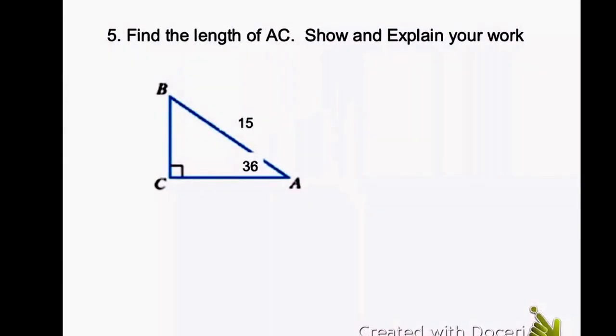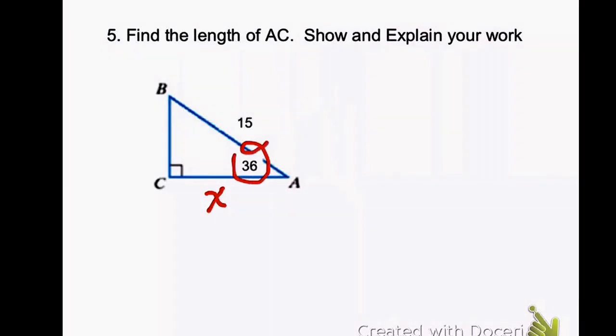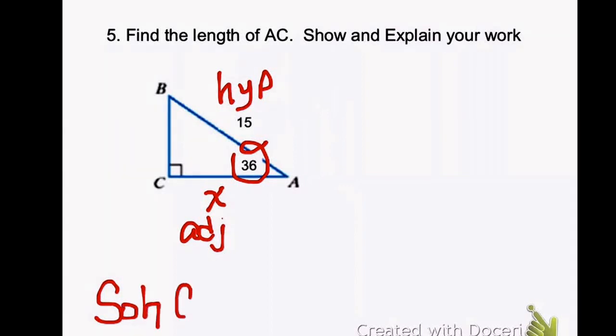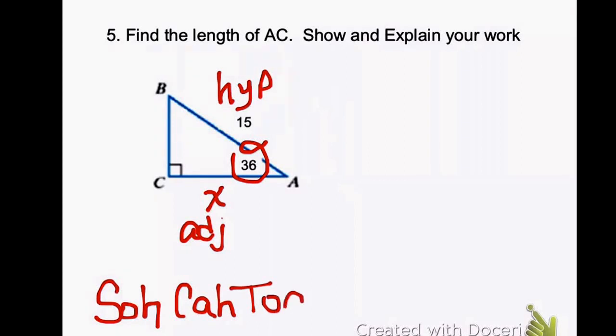Number 5, find the length of AC. So I want to identify where AC is by putting an X on it. If 36 is my angle, my theta will be 36, so that would be the adjacent side. 15 is my hypotenuse. So I'm going to use SOHCAHTOA to determine which trig ratio I want to use. Since I'm comparing the adjacent and hypotenuse, I'm going to use cosine.